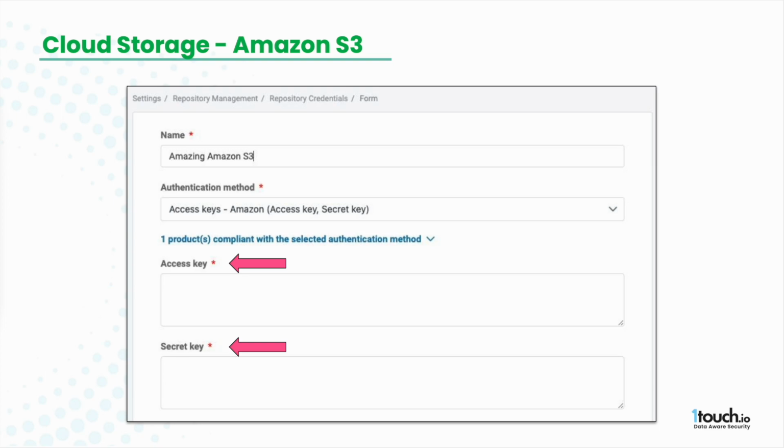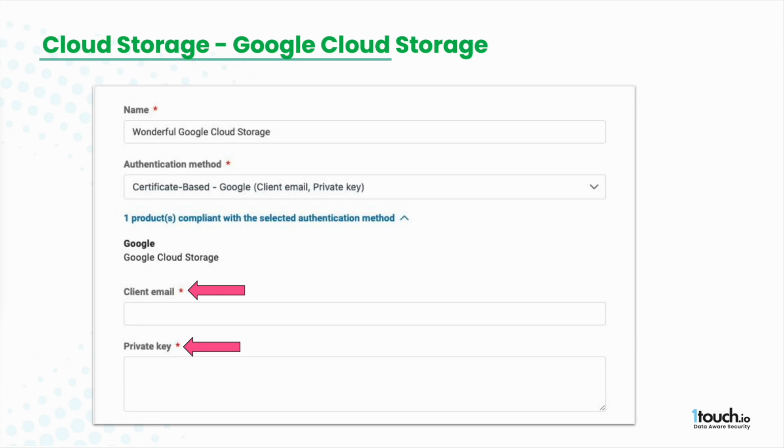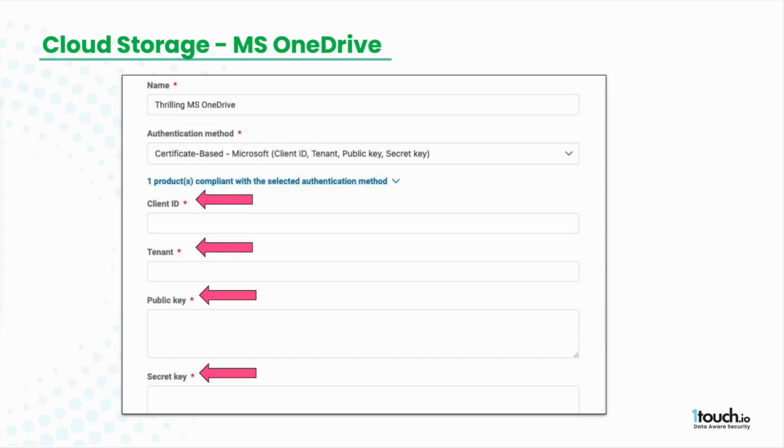In this slide, there is a screenshot from our system. As you can see, in case of Amazon S3, two keys are required: access and secret key. The next cloud storage provider is Google. To connect to a Google Drive, three things are needed: client email, delegate user email, and private key. To connect to Google Cloud Storage, a client email and a private key. Microsoft OneDrive requires four things: client ID, tenant, public key, and secret key.